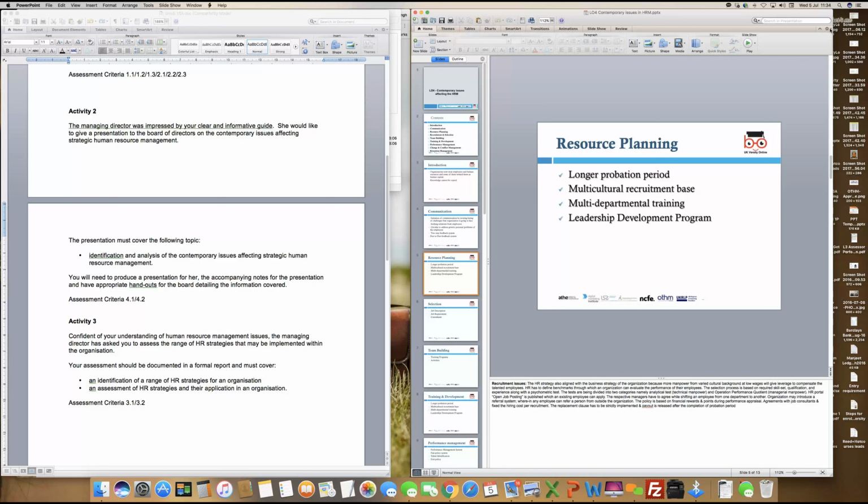The other issues are multi-departmental training and leadership development programs. Now here, when I say multi-departmental training, what I mean is that there are some people within the organization who sometimes feel that every time a training opportunity comes up, only a few people are recommended to do the training and others are always left out.